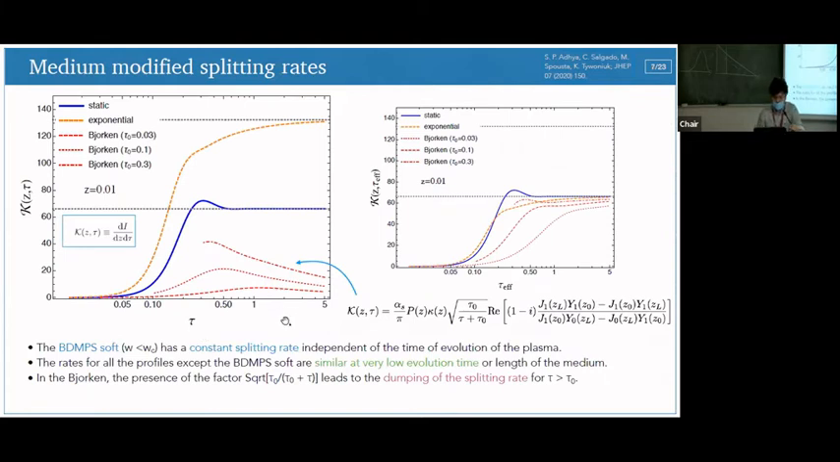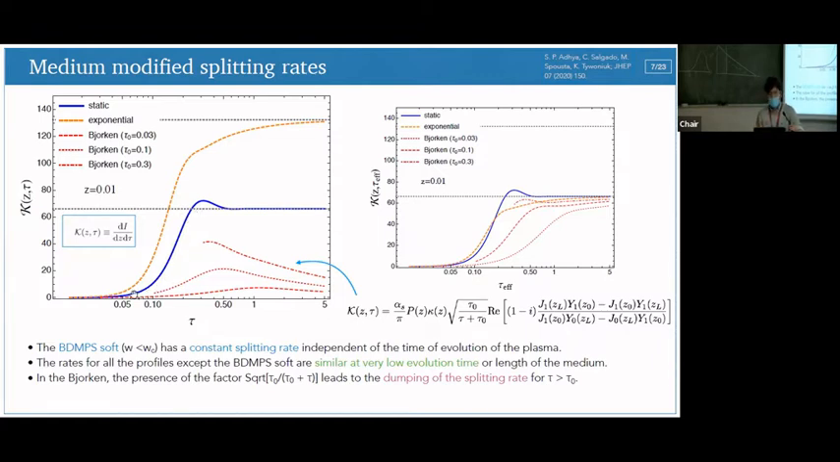Now, so we had the single gluon emission spectra. Now we try to calculate the in-medium splitting rates for different kinds of medium profiles, and we see that when you plot them with the evolution parameter, that is the QGP, they differ quite a lot from each other. So this dotted gray line is basically the static case. Since the splitting rate doesn't depend on the length of the medium, you have just a flat splitting rate, which is basically a constant.